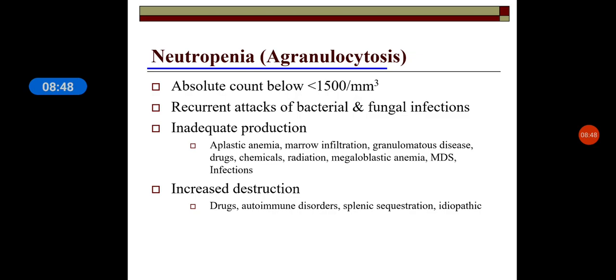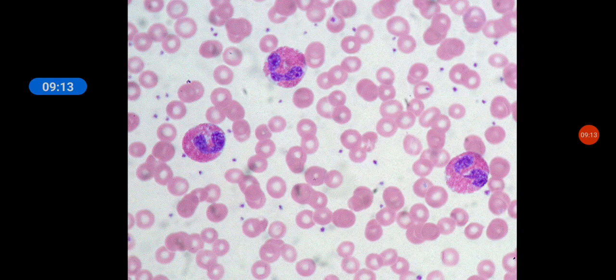What are the causes for inadequate production? It is aplastic anemia, marrow getting infiltrated, or granulomatous diseases, certain radiation, certain chemicals, or certain malignancies can even cause neutropenia. Increased destruction is usually autoimmune disorders or any form of drugs, or some other causes where the spleen is absorbing all the blood. Okay, splenic sequestration happens, or some idiopathic causes.